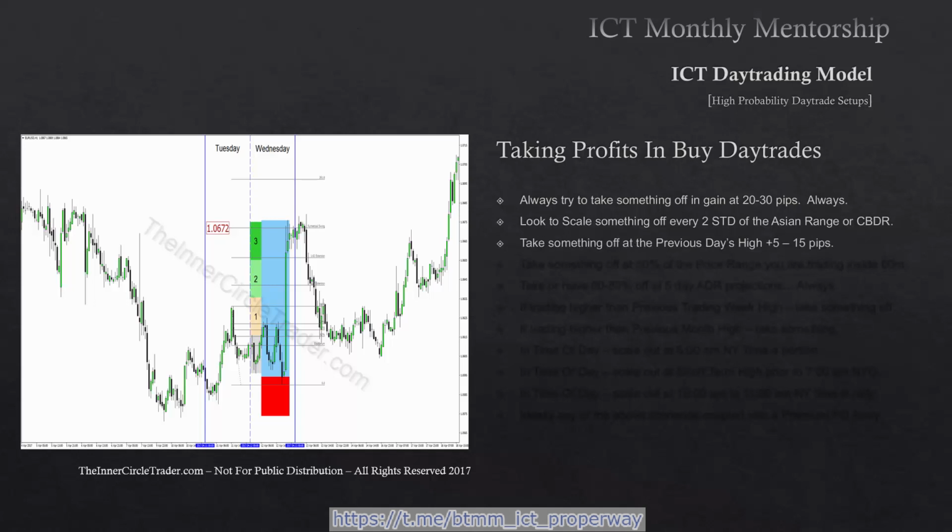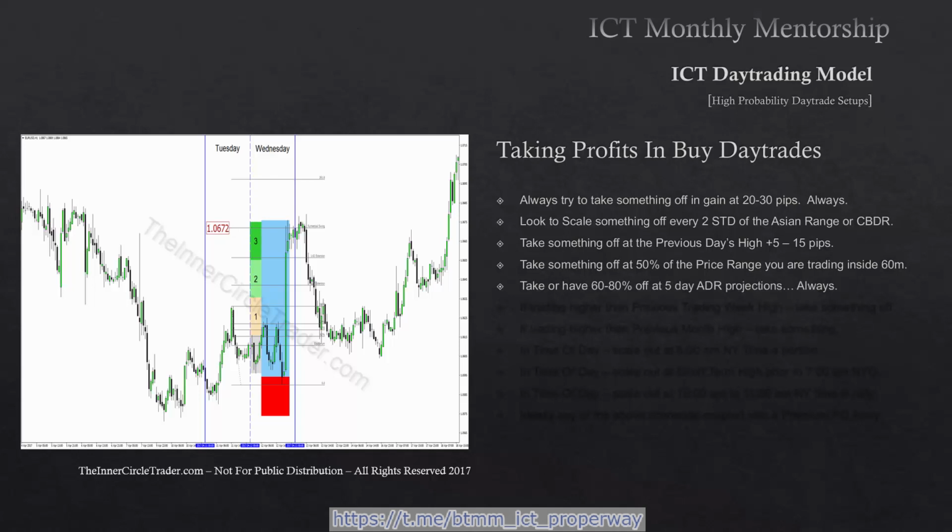Take something off at the previous day's high plus 5 to 15 pips, because you could end up in a turtle soup scenario and it could retrace on you. Take something off at 50% of the price range you're trading in on a 60-minute basis. In other words, inside the range, where are we at? If we rally up inside that range, remember equilibrium could be an impactful level, so you want to take something off there as well, because it could reverse on you.